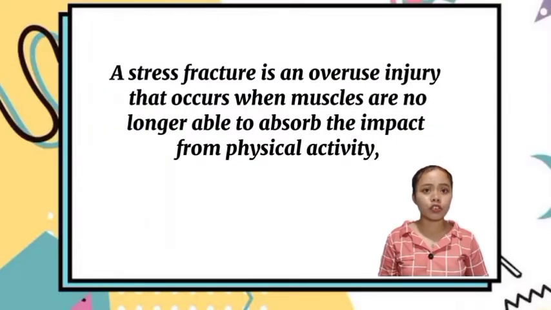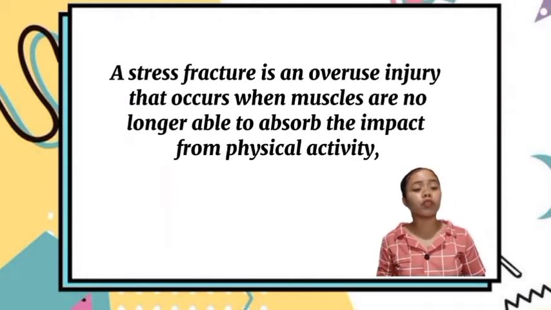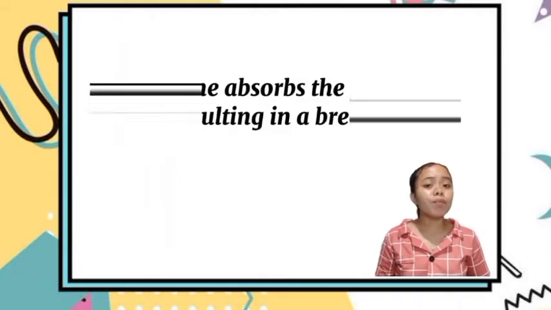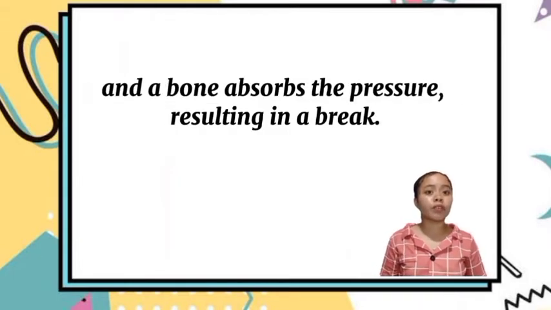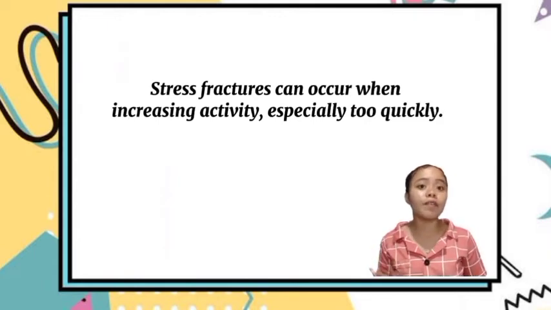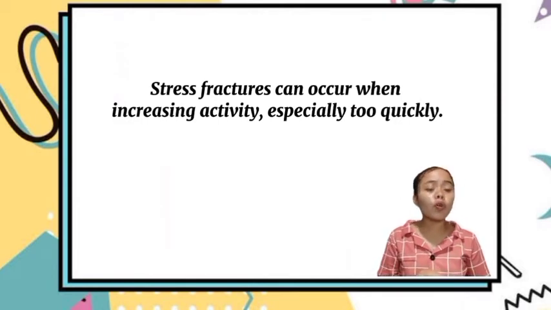The next one is stress fracture. A stress fracture is an overuse injury that occurs when muscles are no longer able to absorb the impact from physical activity and the bone absorbs the pressure, resulting in a break. For example, overtraining. Stress fractures can occur when increasing activity, especially too quickly.